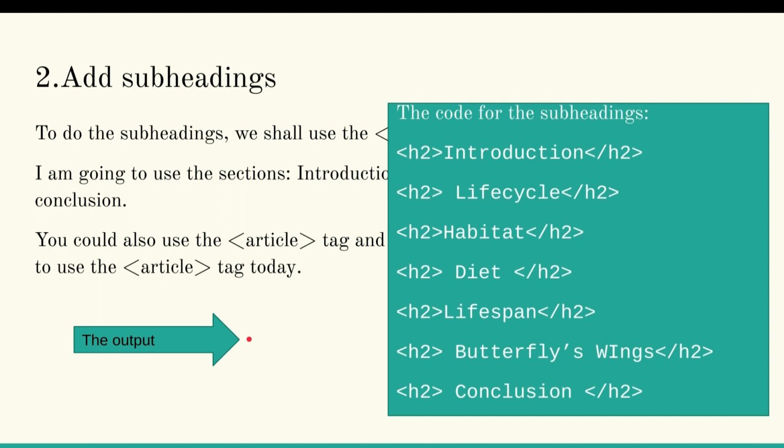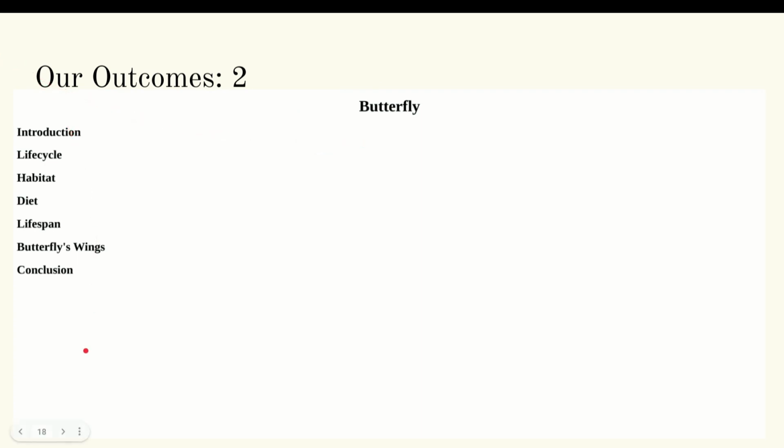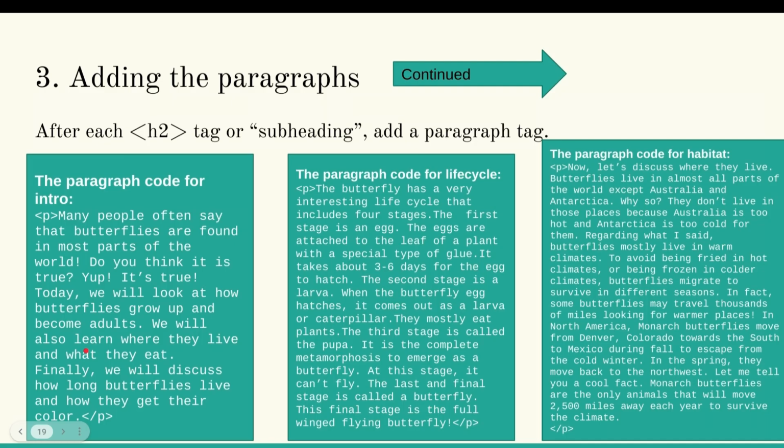Oh, and actually here's our code. This is a heading 2, opening and closing. It's the same thing except the sections are different: introduction, life cycle, habitat, diet, lifespan, butterfly's wings, and the conclusion. So this is our outcome so far. You can see the heading and these subheadings for separate sections.